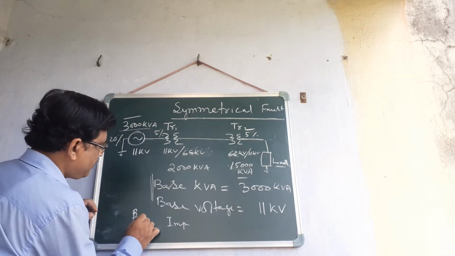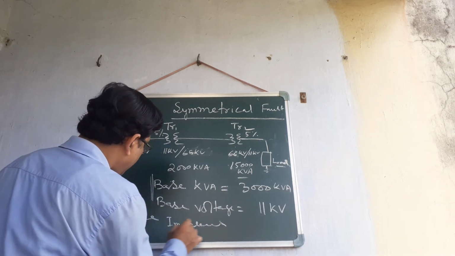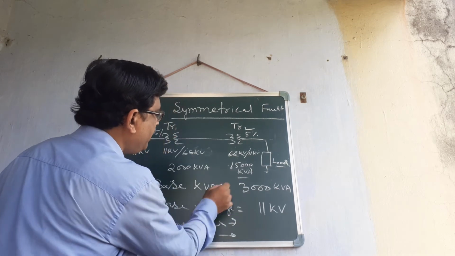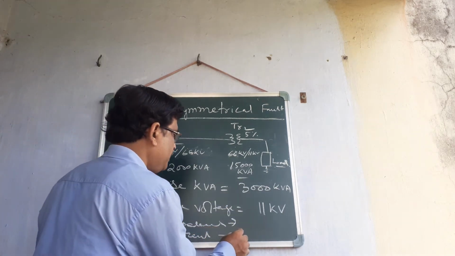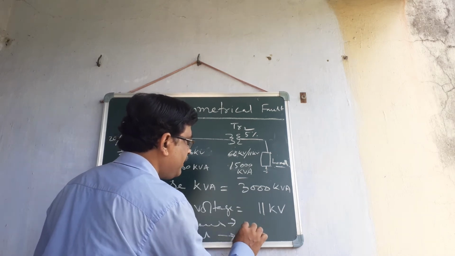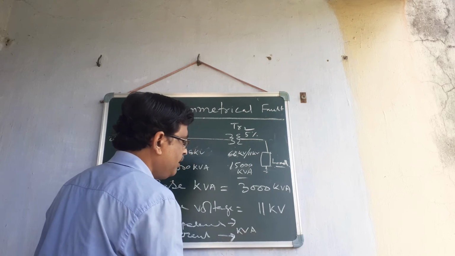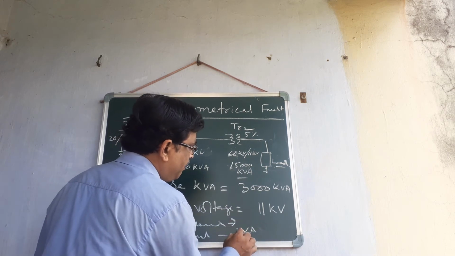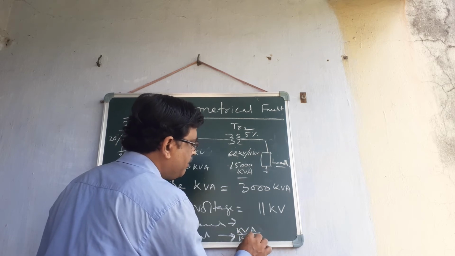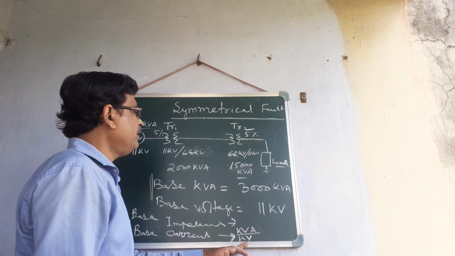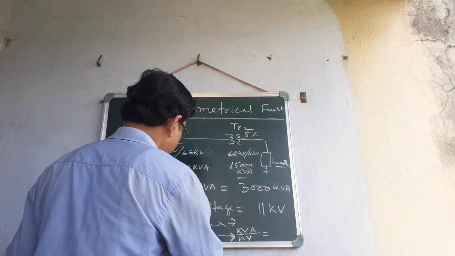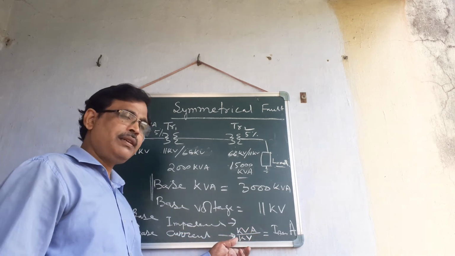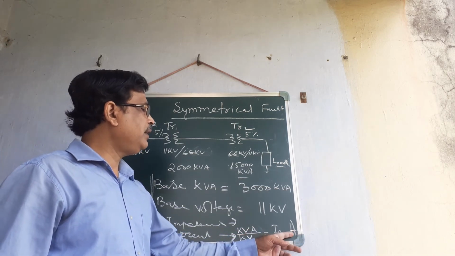base impedance and base current. They can be denoted by these two. Suppose this is base current. Base current means base kVA divided by base kV, that will give you base current, I base, in amps. So base kVA by base kV gives you base current in amps.